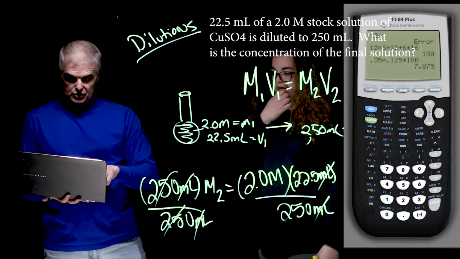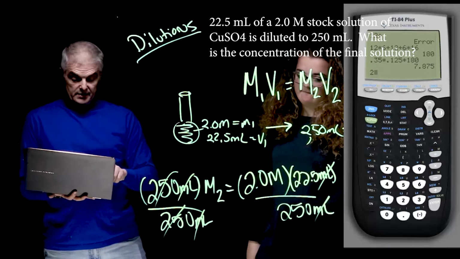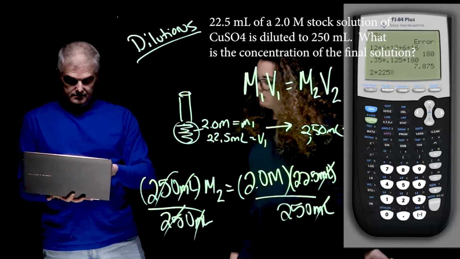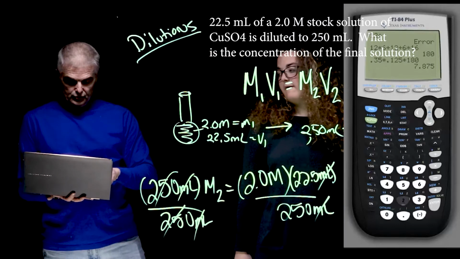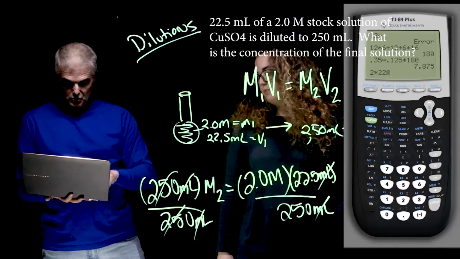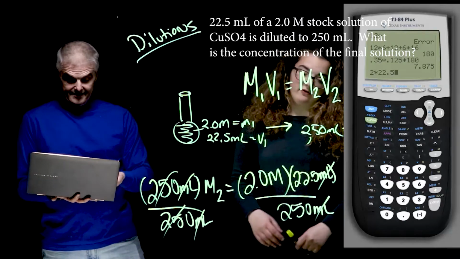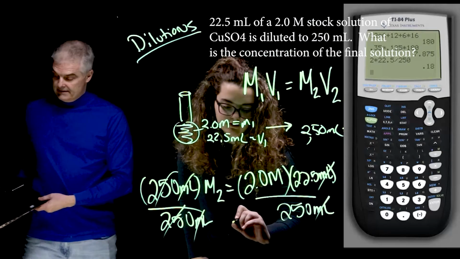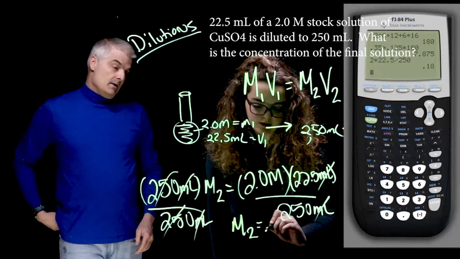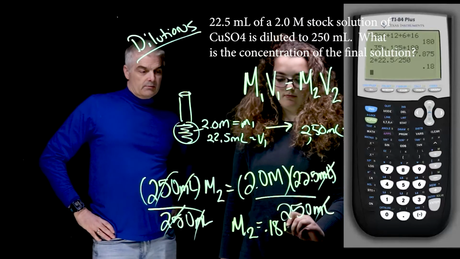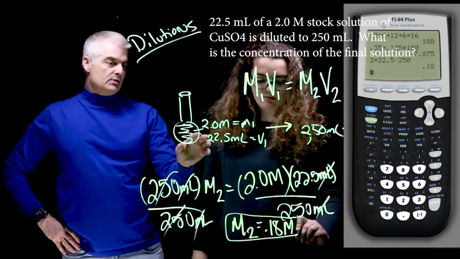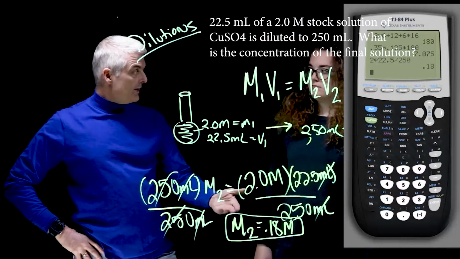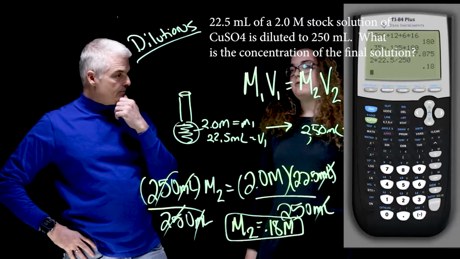I'm going to take 2 times 22.5, divided by 250. Mr. Bergmann messed up here. It's 2 times 22.5, not 225, which is what I did. Divided by 250, and that gets me 0.18. So M2 is equal to 0.18 molar. Now that makes sense if you think about it, folks. It was 2 molar, and we diluted it, so the molarity went down to 0.18. That makes sense.